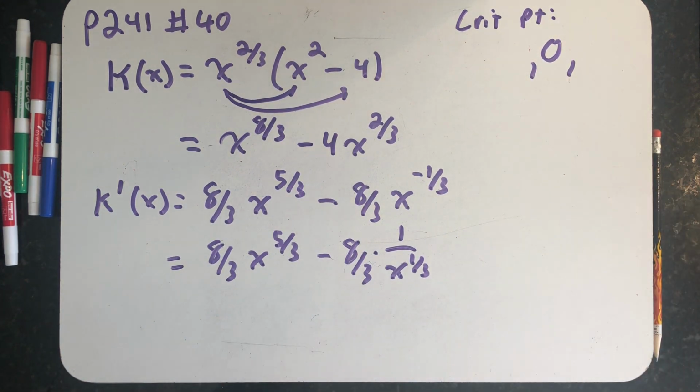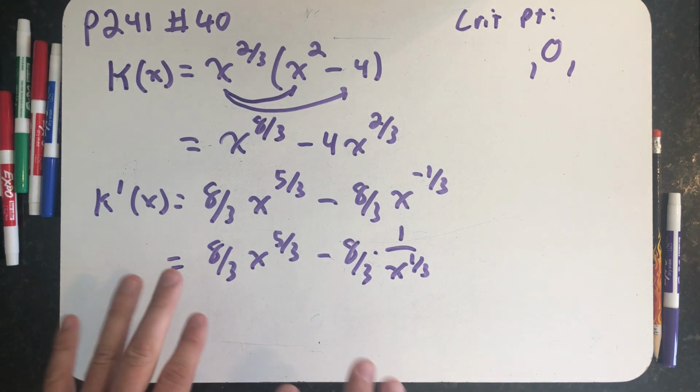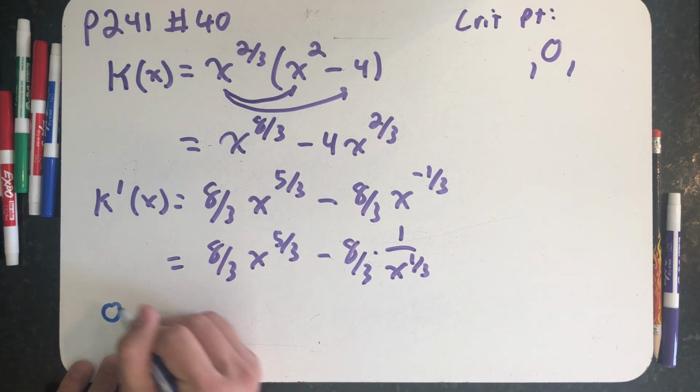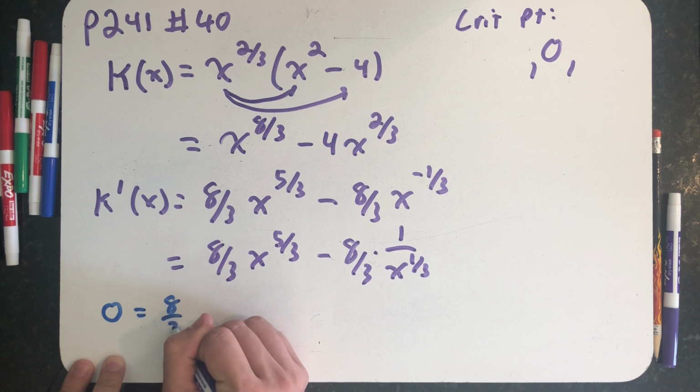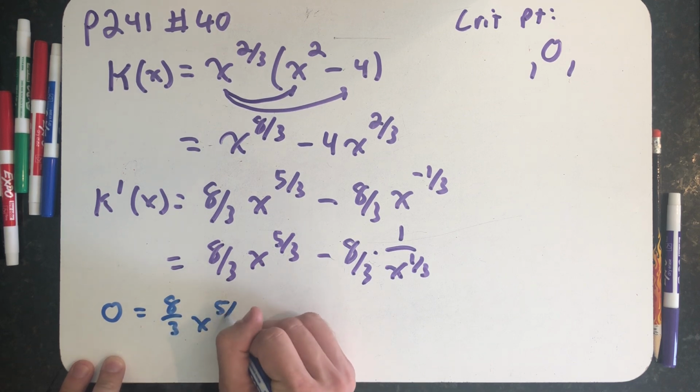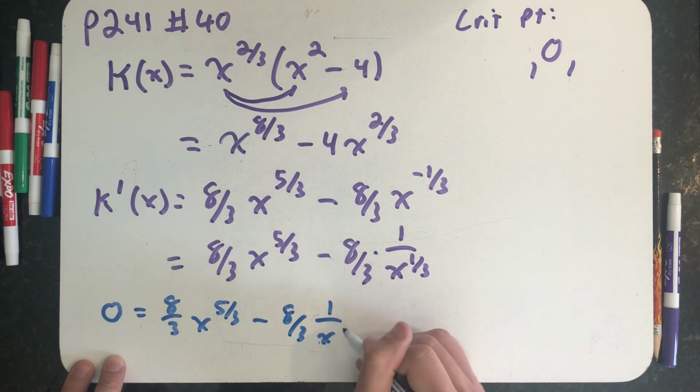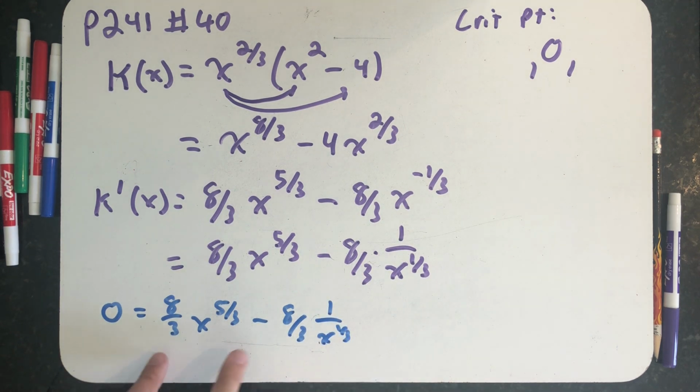Now I need to imagine setting this first derivative equal to 0. There are multiple things you could do here. You could find a common denominator, or you could just set it equal to 0 and then see what happens. I think that's what I'll do here. So 0 equals 8/3 x to the 5/3 minus 8/3 times 1/x to the 1/3. We could divide everything by 8/3 and get that out of there.